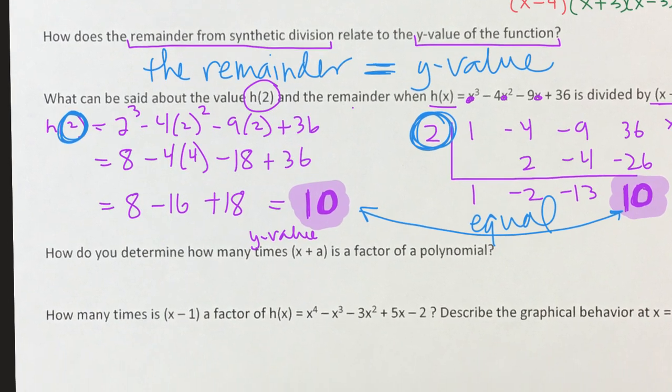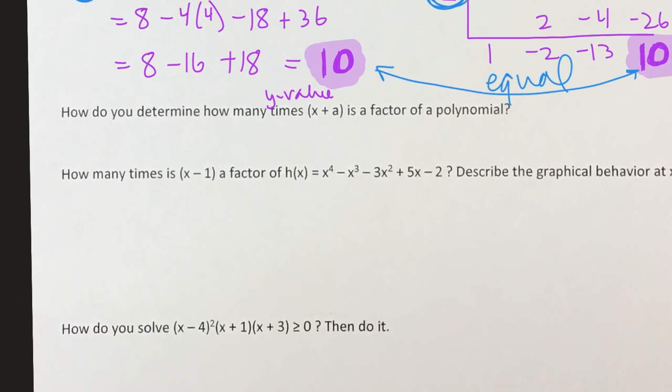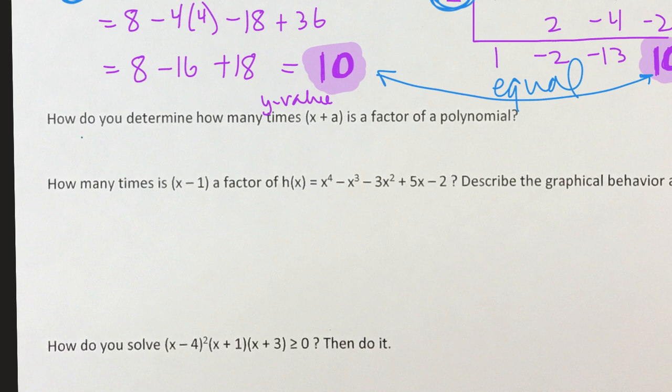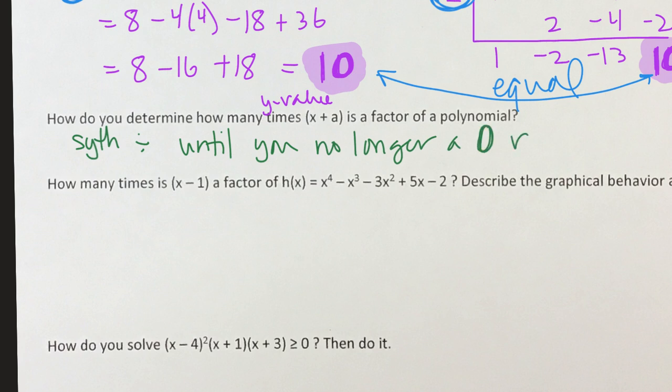Okay, the next one. How do you determine how many times something is a factor of a polynomial? So you want to do synthetic division until you no longer get what? A 0 remainder. We're going to synthetically divide until you no longer get a 0 remainder. Okay, that's how you determine how many times it's a factor. Right? Synthetic division, synthetic division, synthetic division.